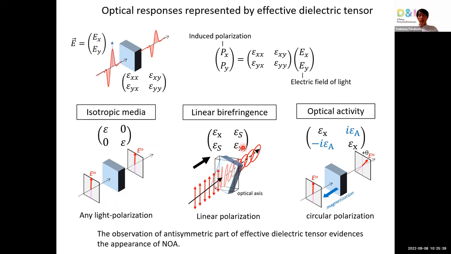And if the material has anisotropy, we have a symmetric part in the off-diagonal component. This indicates linear birefringence, and this linear birefringence can change the light polarization. And the natural optical activity can be described by the anti-symmetric part in the off-diagonal part. The appearance of the anti-symmetric part evidences the appearance of optical activity. In this case, the circular polarization is the eigenpolarization. The light polarization is always rotated in the matter.